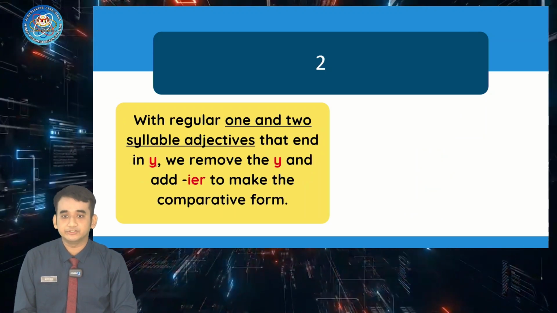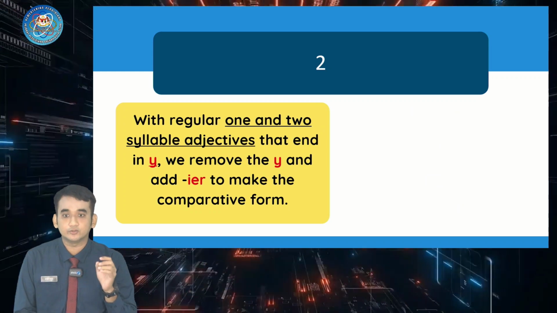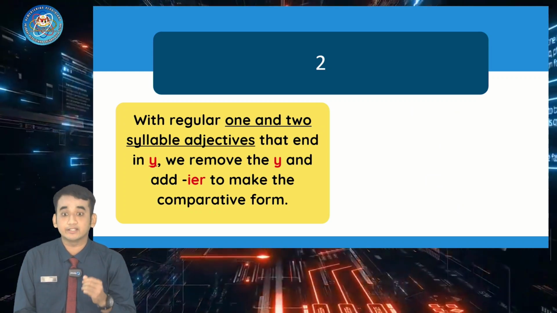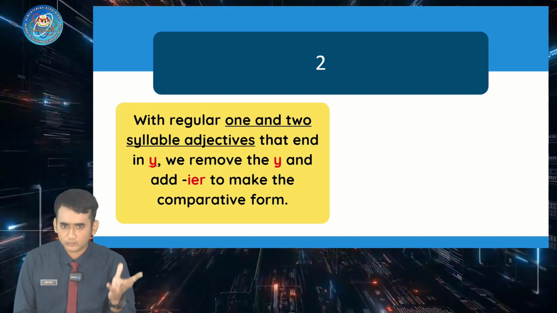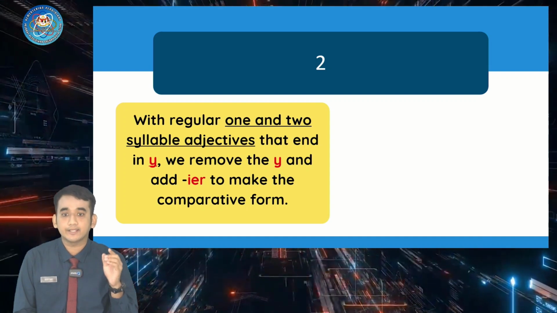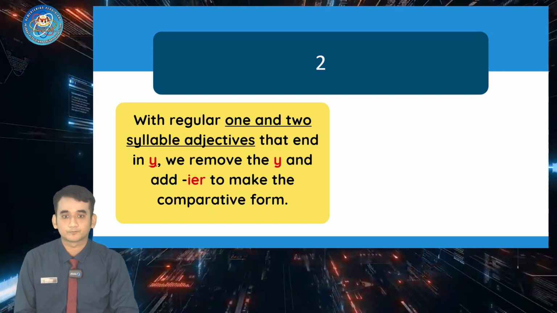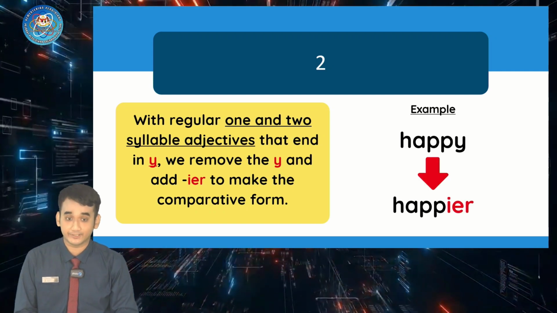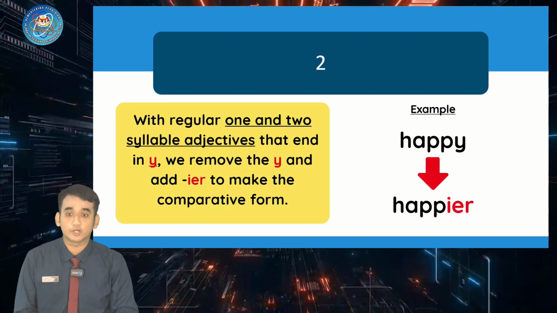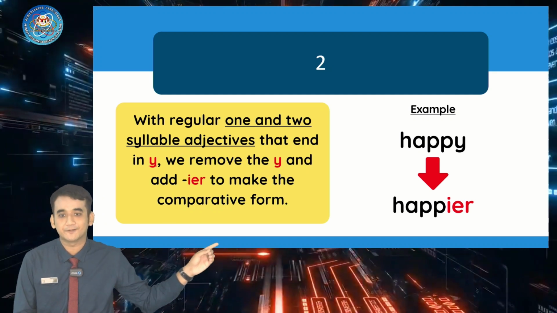The second rule is with regular one and two syllable adjectives that end in Y, we remove the Y and add IER to make the comparative form. For example, happy. Happy becomes happier.